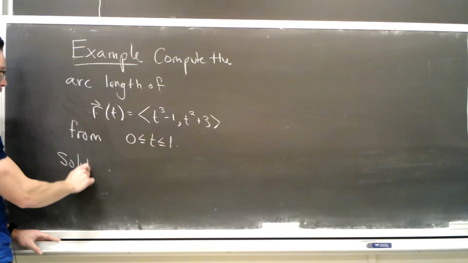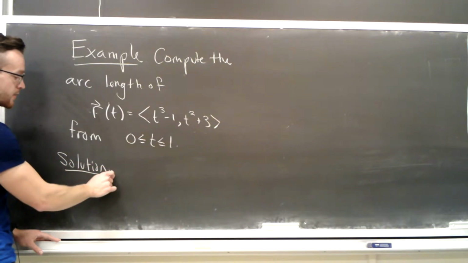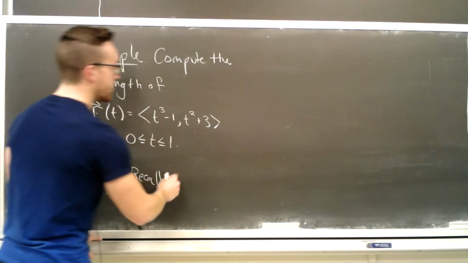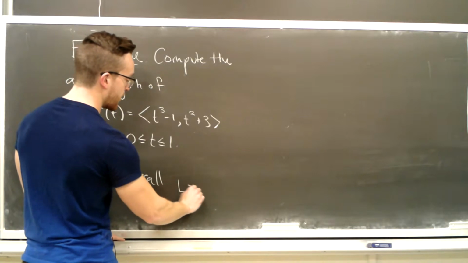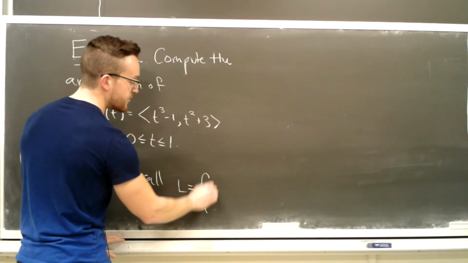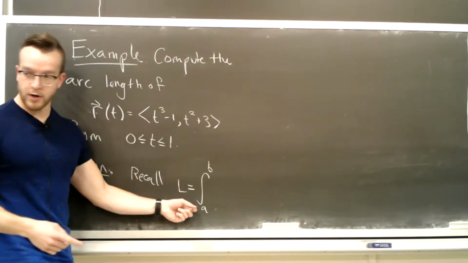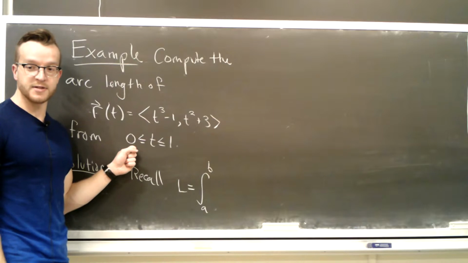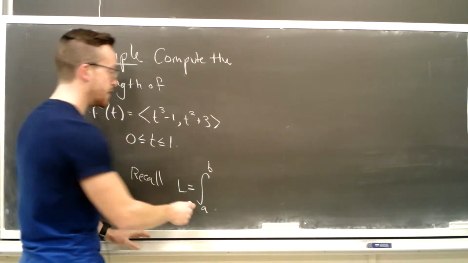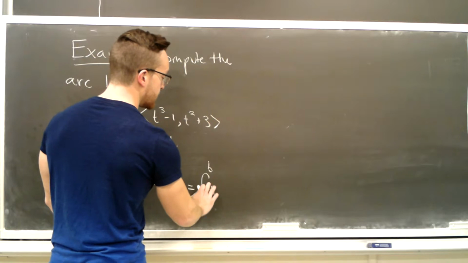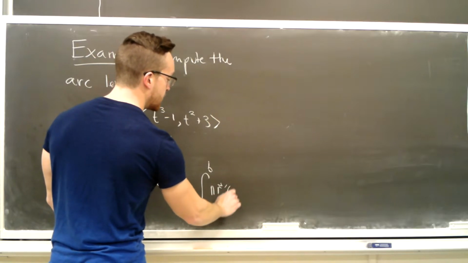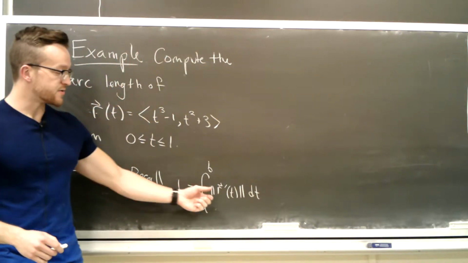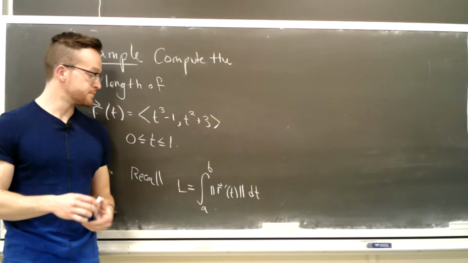The thing to remember is the arc length formula. Recall that the arc length that we care about in general is the integral from a to b, where a and b represent the time parameters. In our case, a is going to be 0, b is going to be 1. The thing that we integrate is the magnitude of the speed. Speed is just the norm of r prime.